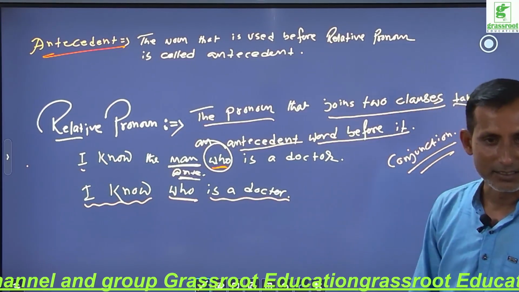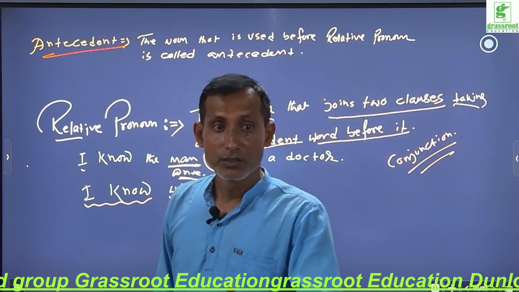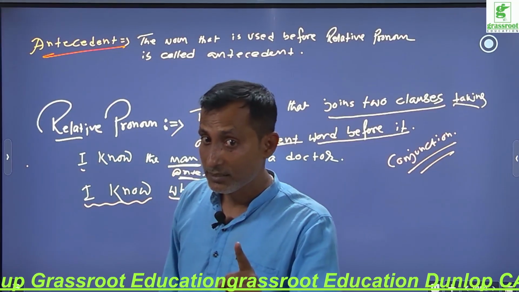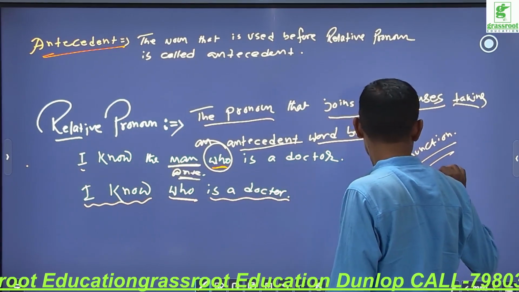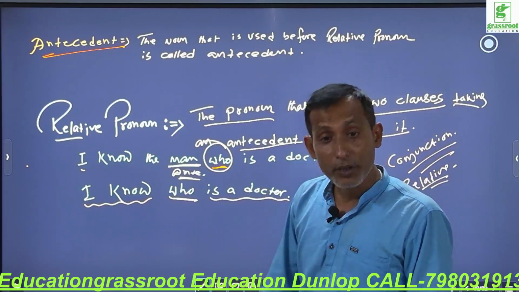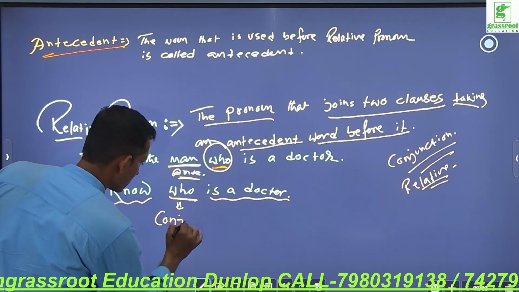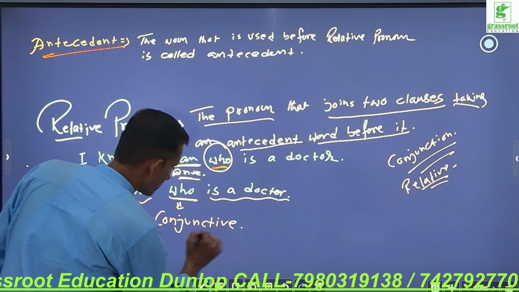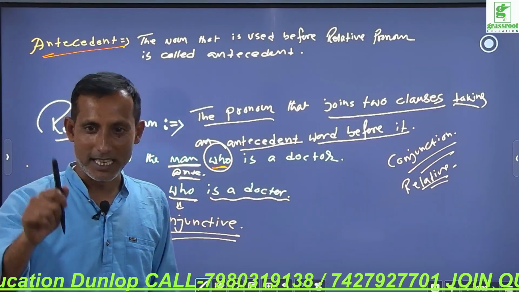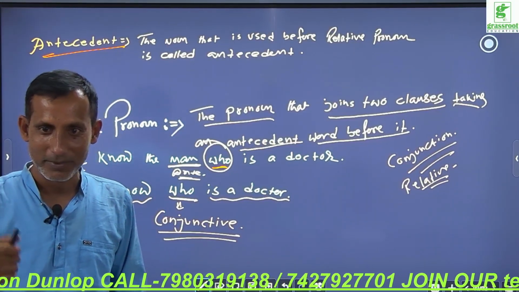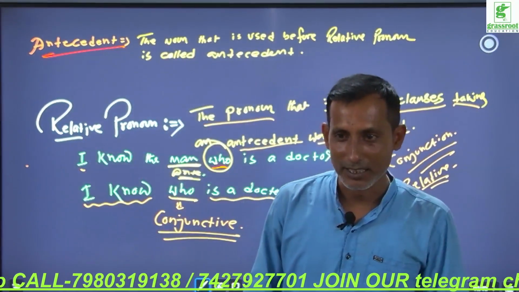acting as a conjunction, but by origin can who be a conjunction? No, by origin it is called relative. That's why here who is called conjunctive. The actual term is conjunctive: it works as a conjunction but by origin is relative. The terminology is conjunctive. Is it clear or not, those who are online?